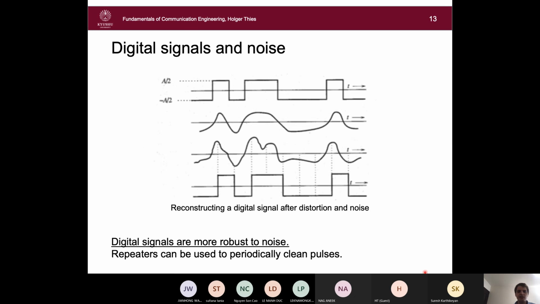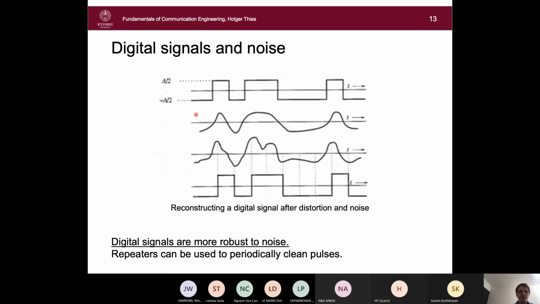Okay, let's look a little bit deeper into one point. I just said that digital signals are more robust to noise. Why is that? Well, this is quite easy to see.